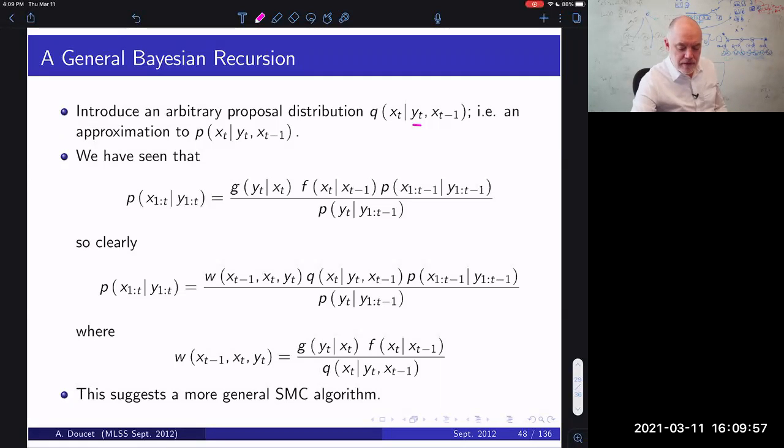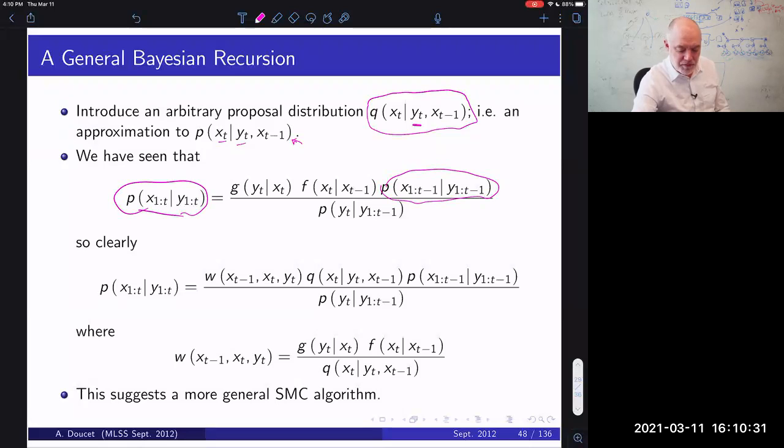So if we have the ability to either learn or compute some proposal distribution that's close to this quantity, which is the posterior distribution of x given yt, then, well, we can use it in importance sampling. So we know that the recursion breaks down like this, right? We have the posterior distribution up to t minus 1. Here we have the posterior distribution up to t.